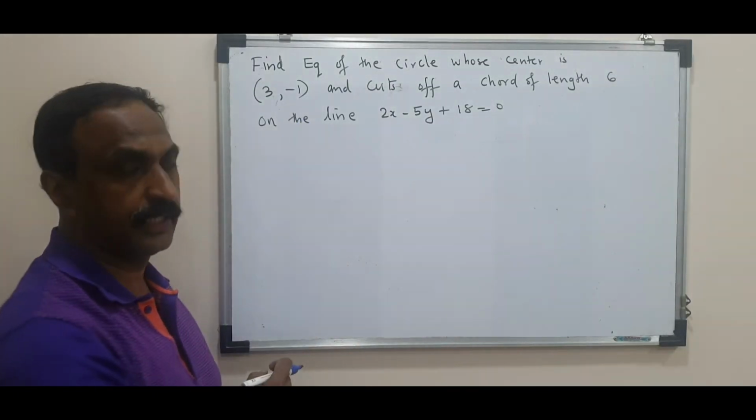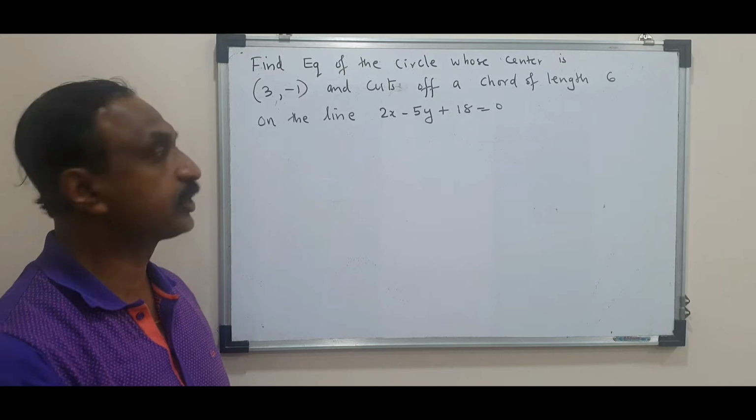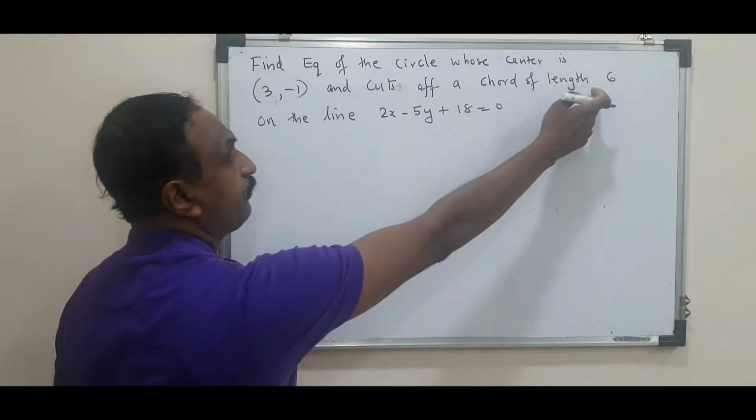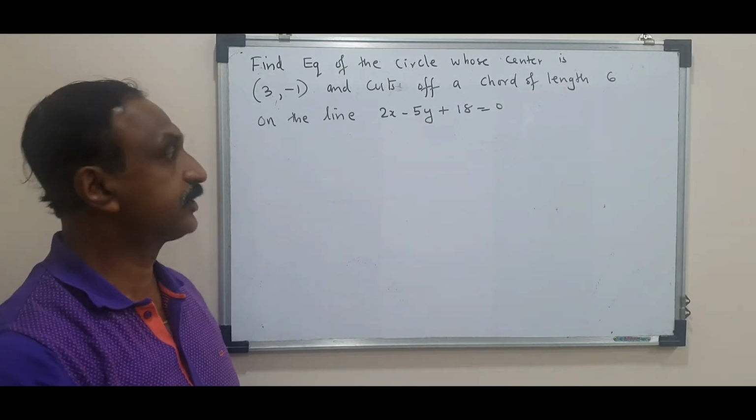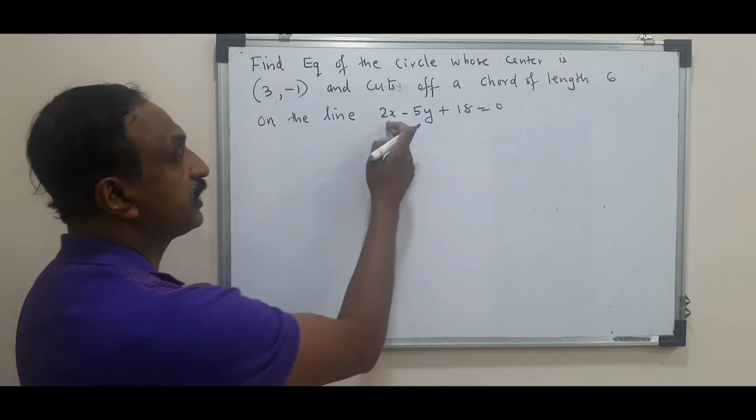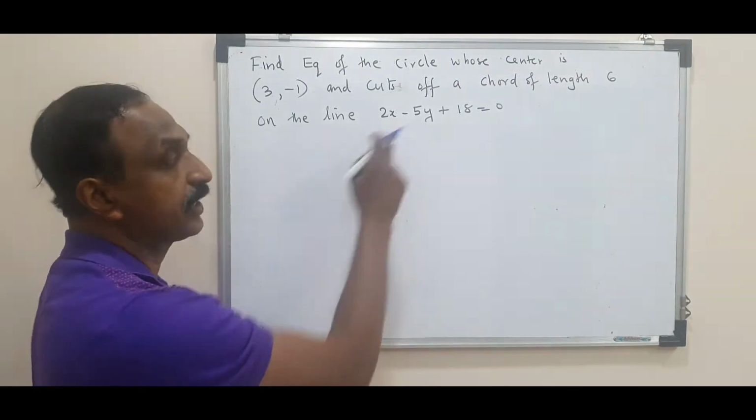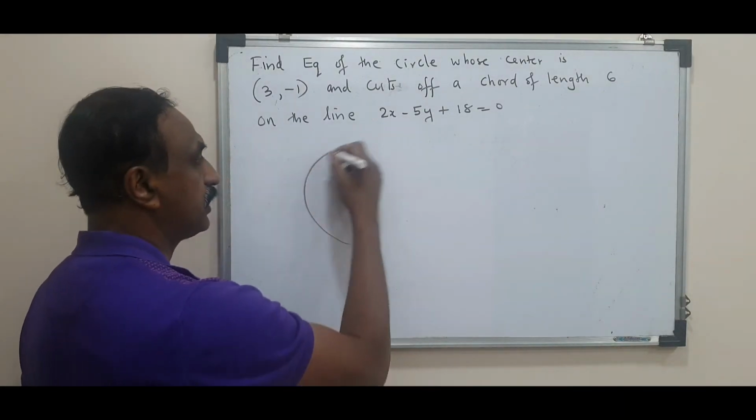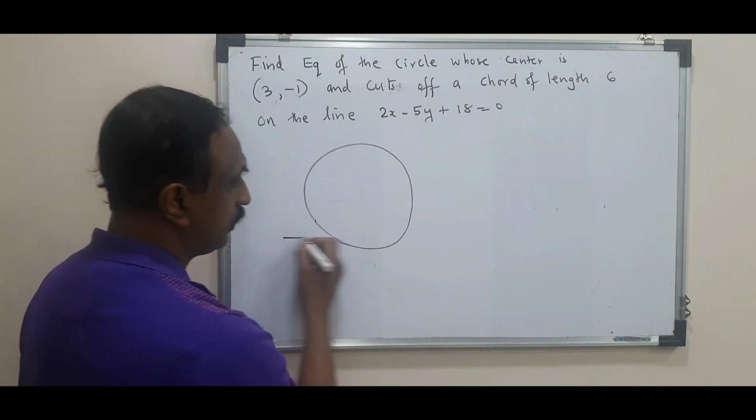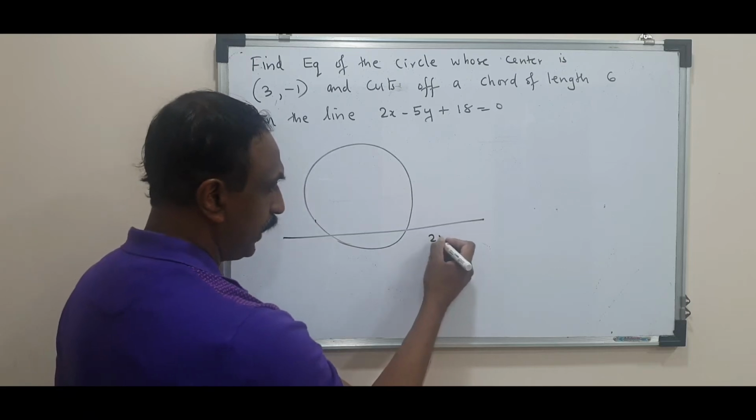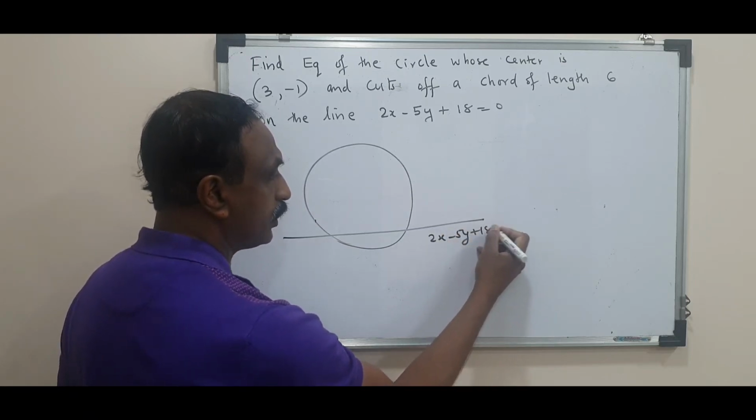Now, the equation of the circle with center at (3, -1) and which cuts a chord of length 6 on the line 2x - 5y + 8 = 0. This is a chord. Last time what was given to you? A tangent. Now this is a chord. So we can assume the circle to be like this, and this to be the chord, 2x - 5y + 18 = 0.